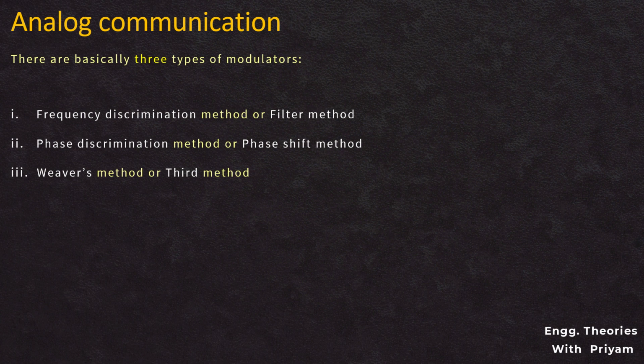Mainly, frequency discrimination method and phase shift method are the two methods that are used for the generation of the SSB-SC modulated signal. Both of the methods are used for the generation of the SSB-SC modulated signal, which we have already discussed in the previous lectures. So let's get started. Now we will see the comparison between these two modulation techniques.